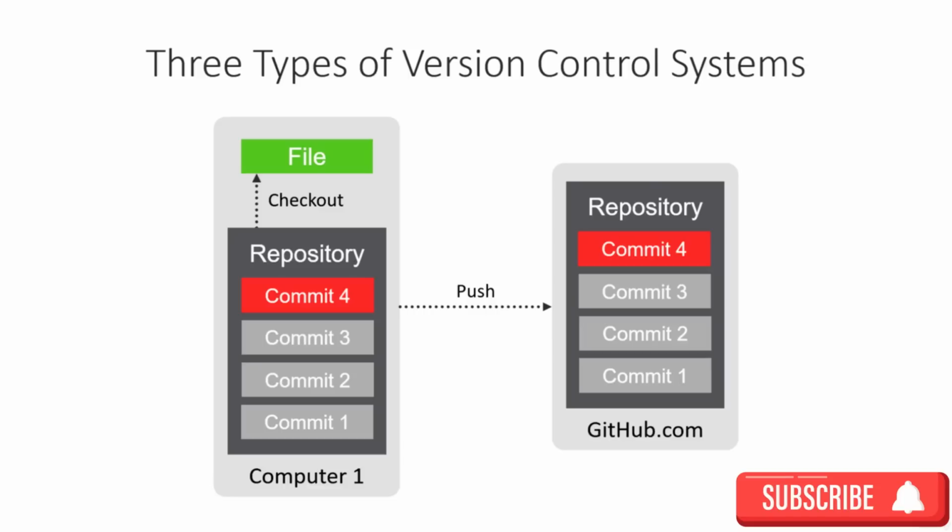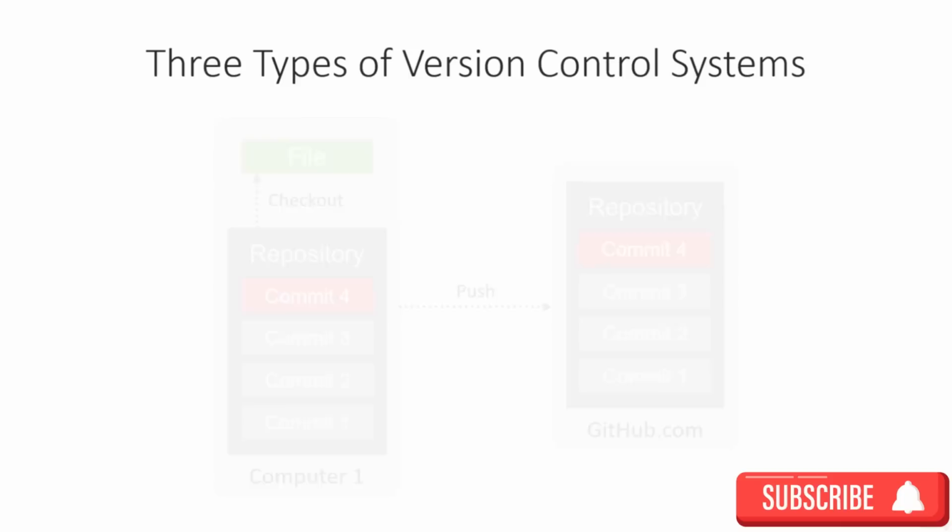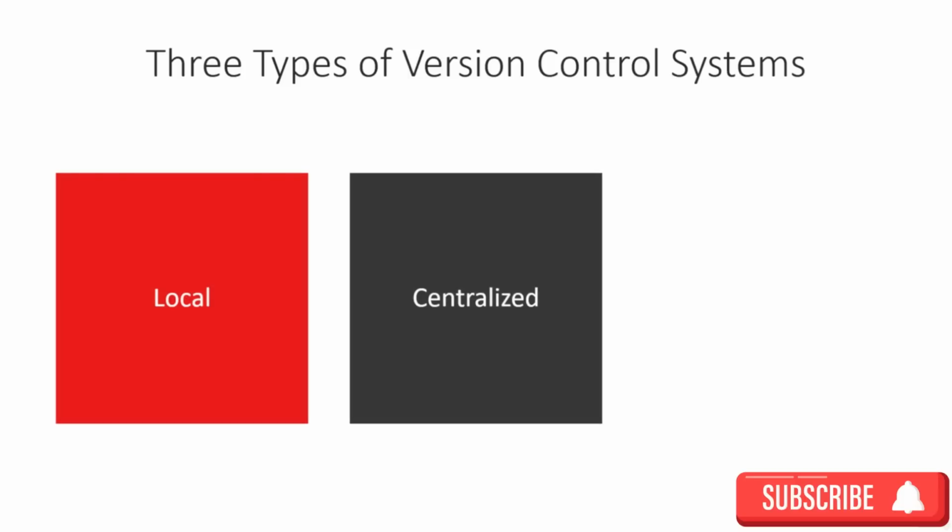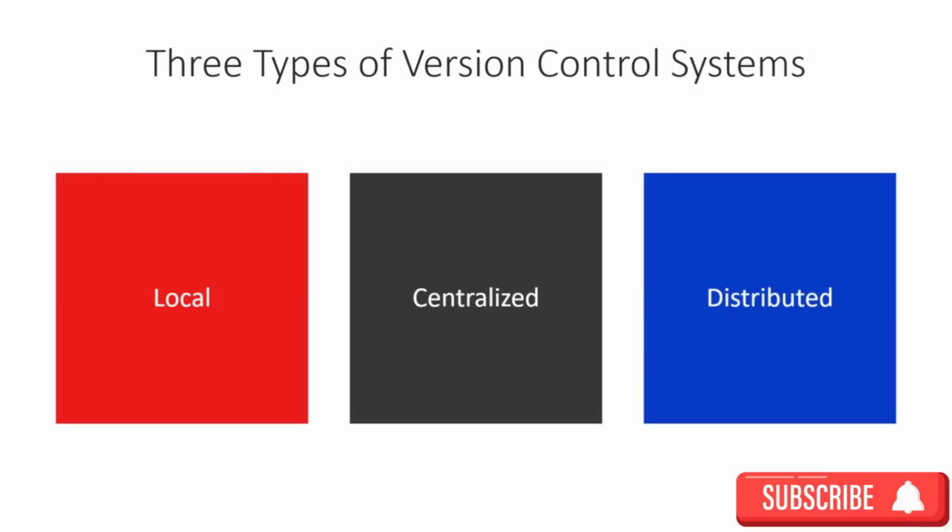Alright, now you learned about the 3 types of version control systems: local, centralized, and distributed. In the next clip, let's ensure that you understand the origin of Git.